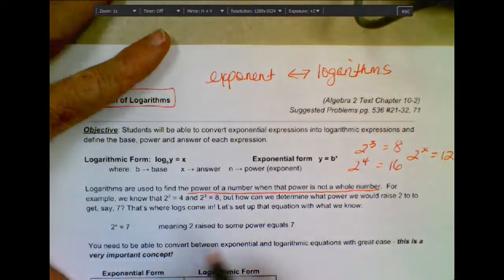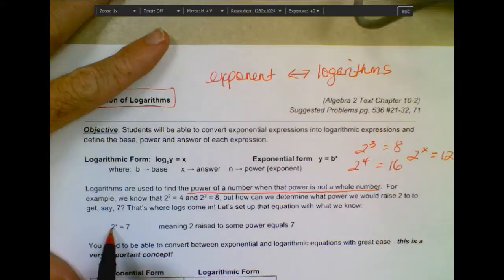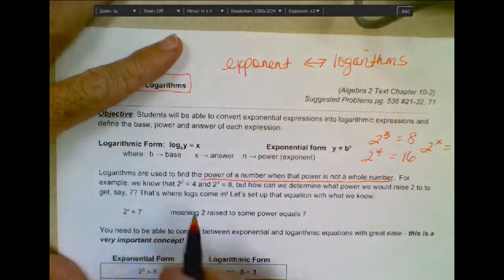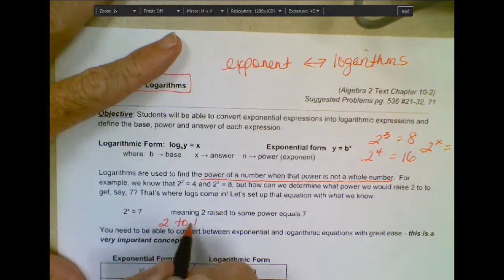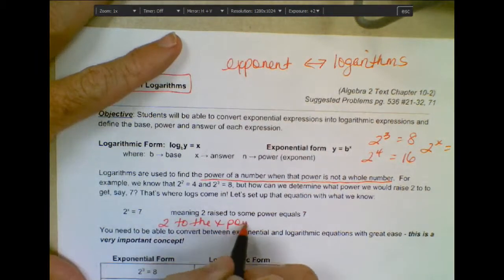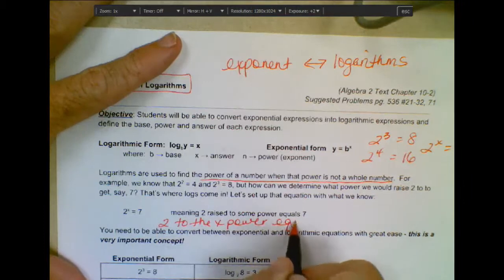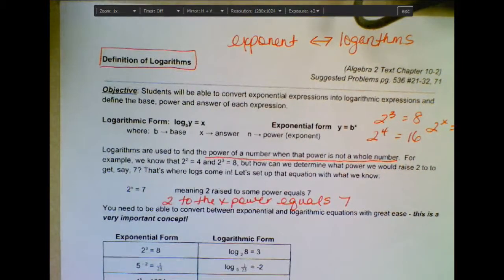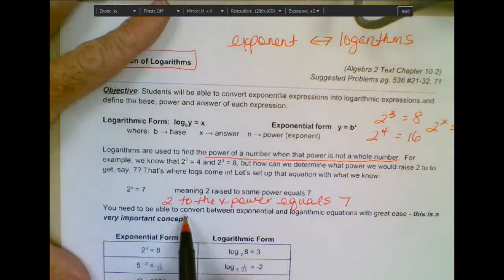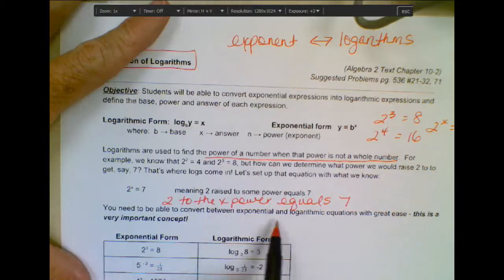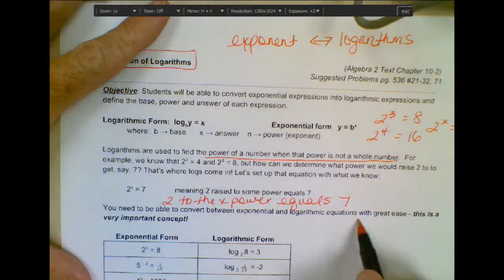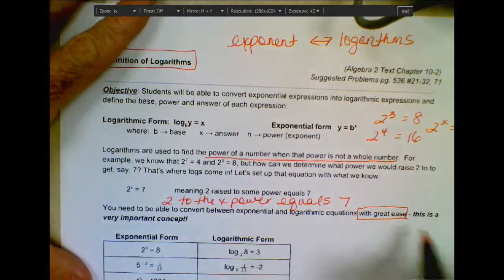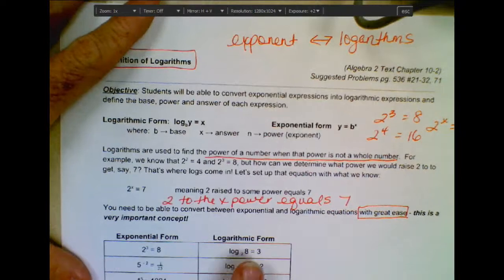When we write logarithms and we say, for example, 2 to some power equals 7, that means 2 to the x power equals 7. That's what we know from writing exponents out. And you will need to be able to convert between exponential and logarithmic equations with great ease. I'm going to emphasize this. This is a really important concept. You must be able to flip back and forth between exponential form and logarithmic form.